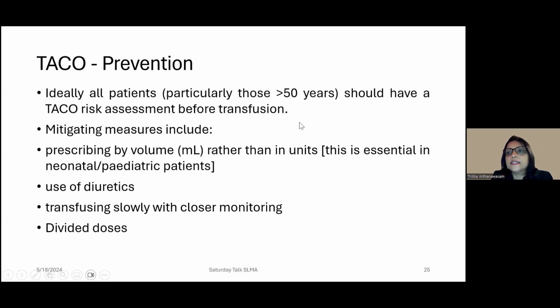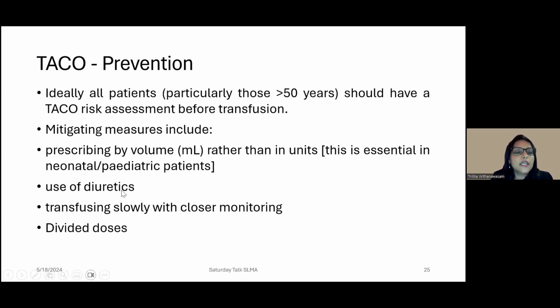Ideally, in other countries, they do a TACO risk assessment before starting the transfusion, so that we can initiate these measures. We can give volumes, not a full unit or dose for all patients; we can calculate it to the body weight. In pediatrics we have to do that anyway, and even in adults, if the body weight is 40 kg or less, such as emaciated adults, we don't need to give 1 unit.